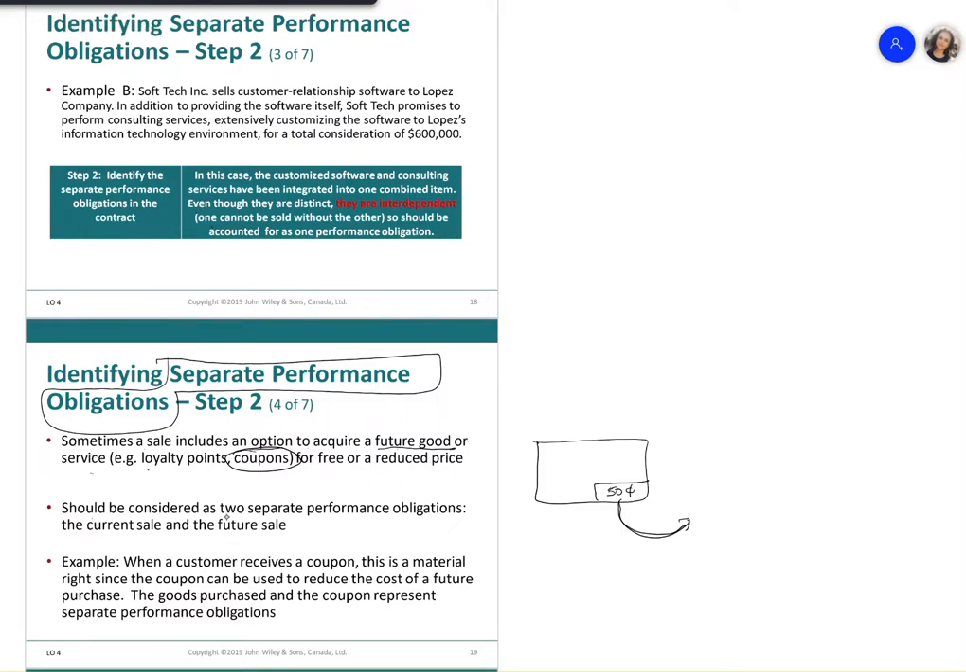This should be considered as two separate performance obligations. First, it is two separate obligations. They bought this one first. When they're doing the next one, you're going to reduce the price of the next one. So there are two separate performance obligations.